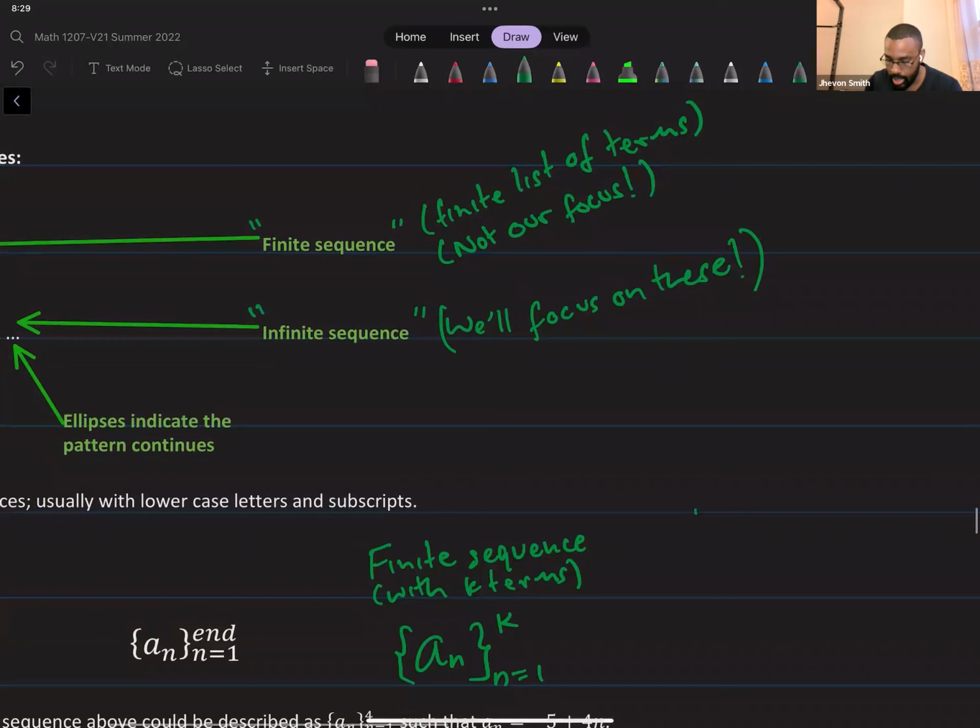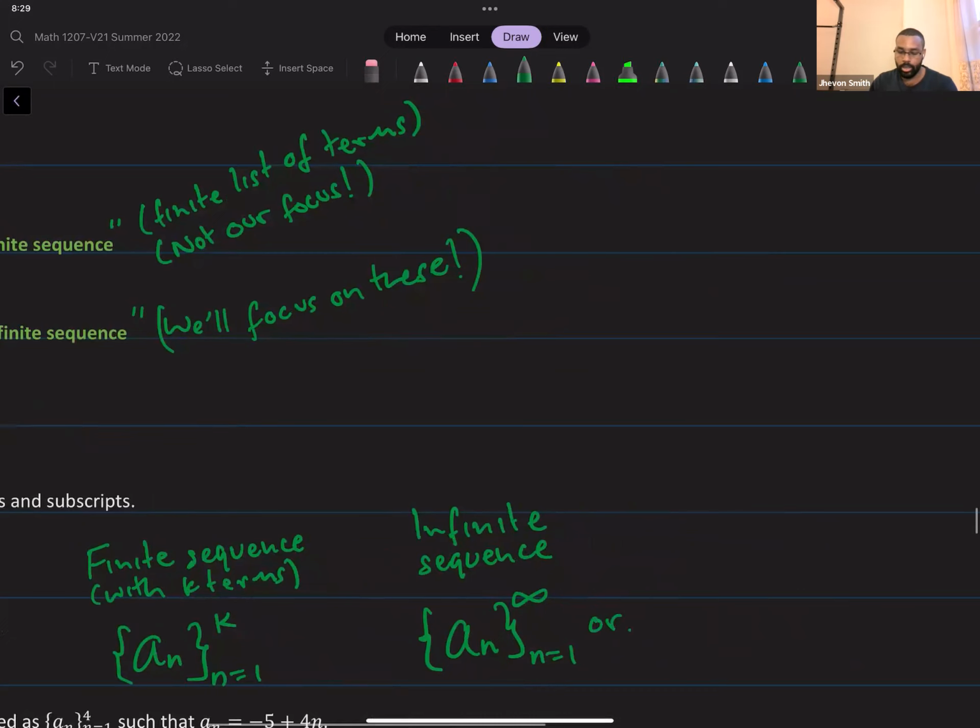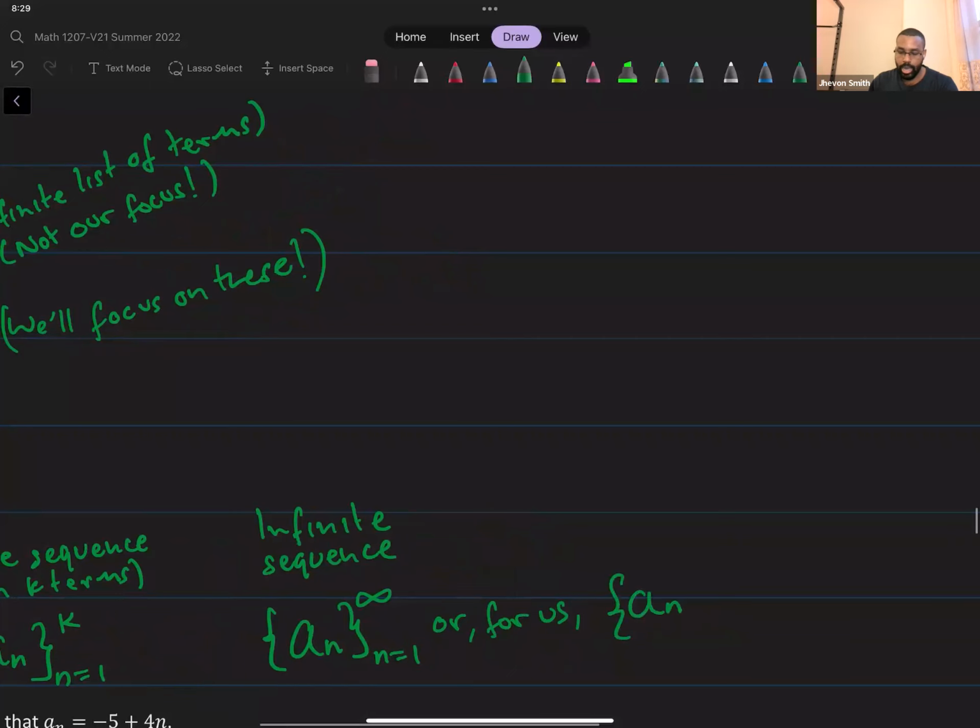Or I can say an infinite sequence, and I would write that down as n equals 1, and I'd put a little infinity here. Or for us, I can just write a_n in squiggly brackets, and it is understood to be an infinite sequence.